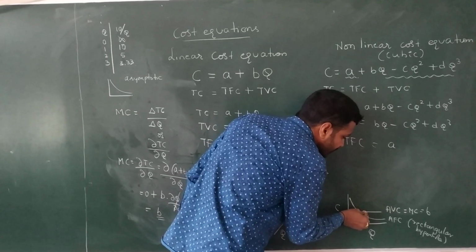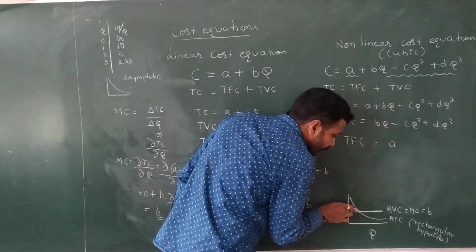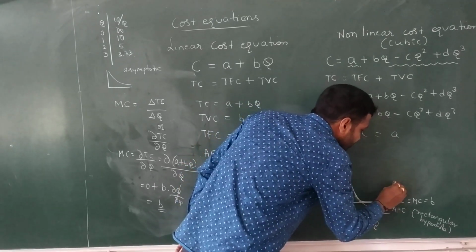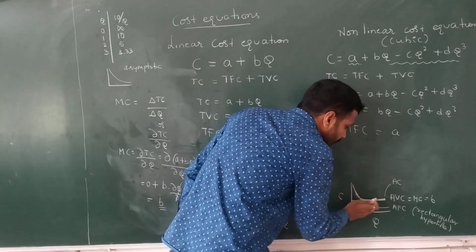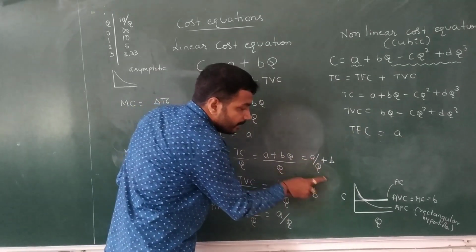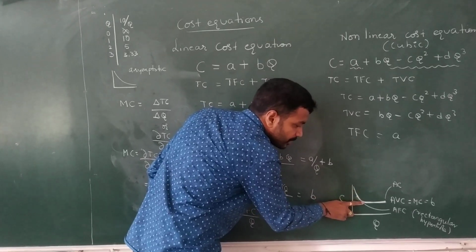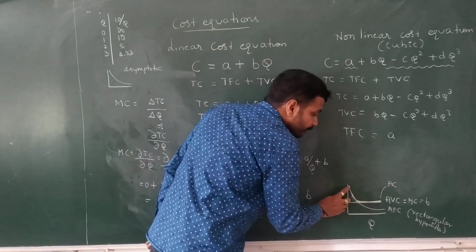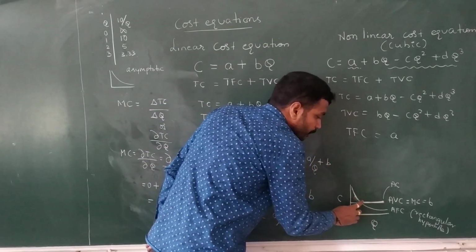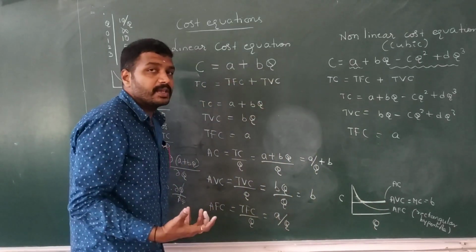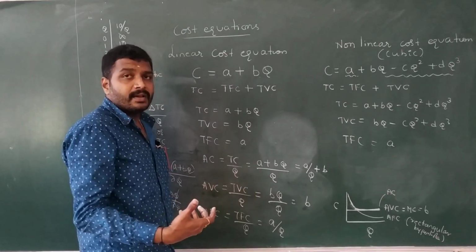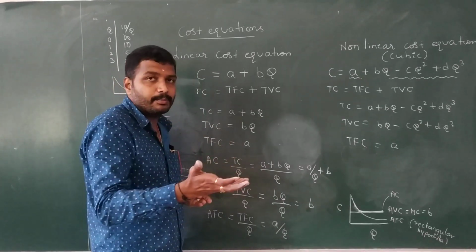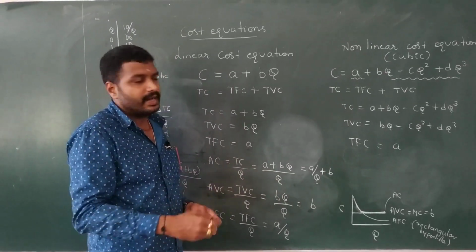Now from this it is very clear. Supposing if you join this, this used to be the shape of AC. This used to be AC, is it not? Because AC used to be A by Q. See here, this used to be A by Q expression and plus B. Plus B is this one, such that it used to be this particular curve, which used to have the same rectangular hyperbola itself. It used to be the addition of rectangular hyperbola plus linear component of AVC curve. That you need to remember.